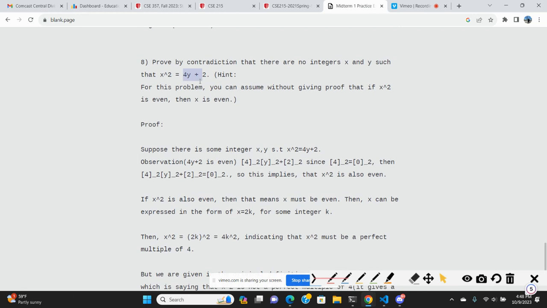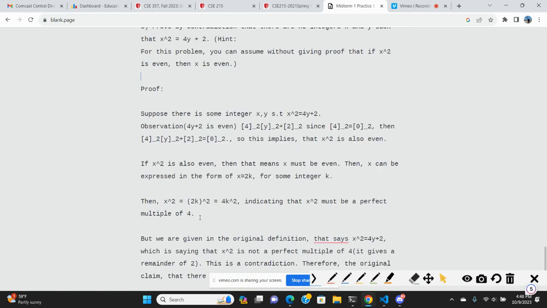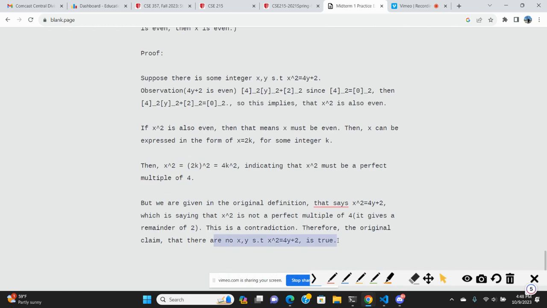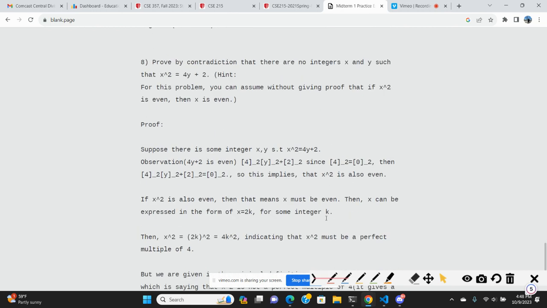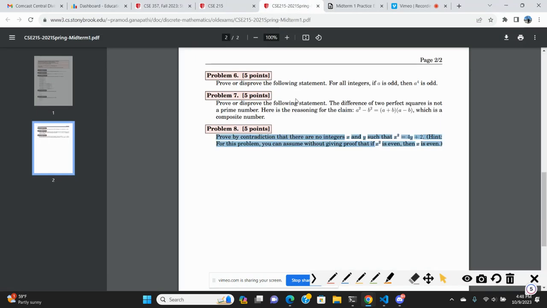But this directly goes against our supposed claim, which shows a contradiction. And therefore, if our supposed statement is false, and our supposed statement is the negation of the claim, then that means that the claim must be true. And that is proof by contradiction in a nutshell. In any case, this is basically it for practice midterm 1, I believe.